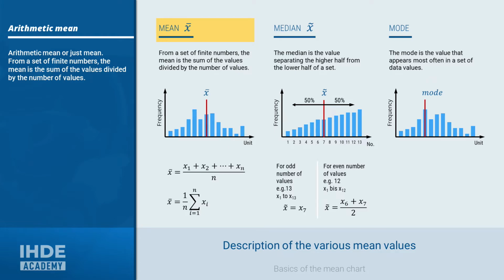There is also the median. This is also called the central value. It is the value in the middle of the values ordered by size. The mode is then shown on the far right. The mode is the most frequently occurring value. The limits for a control chart for the median are calculated differently than for the mean, so there is a separate lesson for that.